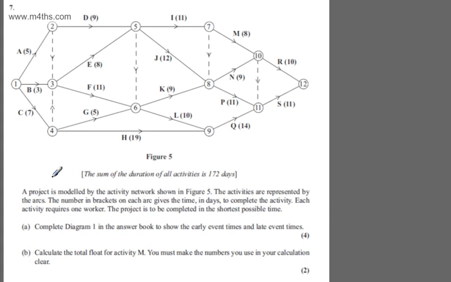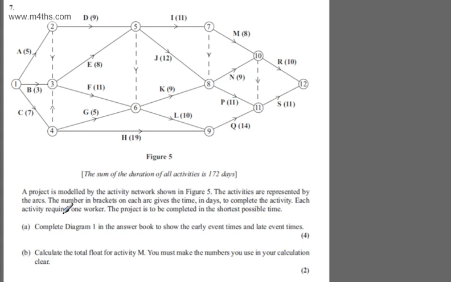This is question number 7. We're told a project is modelled by the activity network shown in figure 5. The activities are represented by the arcs. The number in brackets on each arc gives the time in days to complete the activity. Each activity requires one worker. The project is to be completed in the shortest possible time.